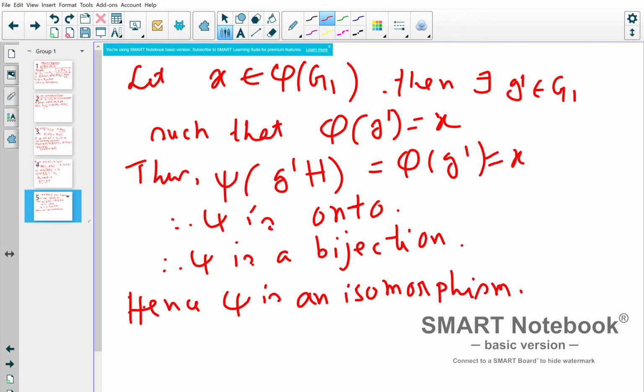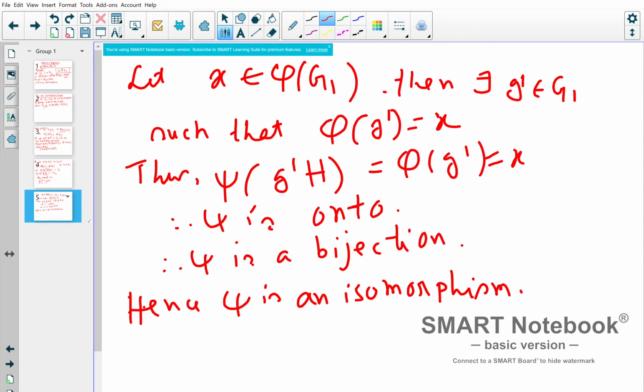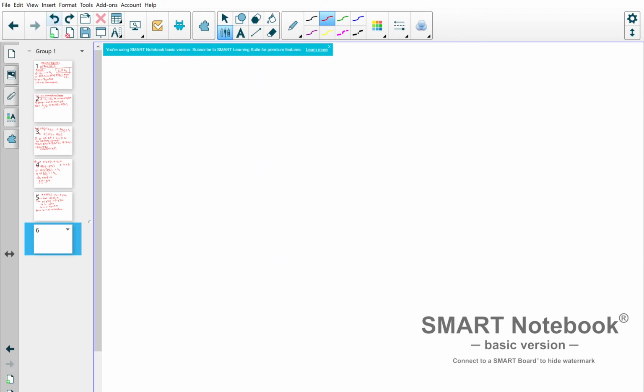Here I am already assuming one thing, which we already proved: phi of G1 is actually a subgroup of G2. We already proved that somewhere, or it was given as an exercise. The image of a homomorphism is again a subgroup of the codomain, right? So this ends the proof, and you can easily give a corollary to this fact. So you have this phi from G1 to G2.